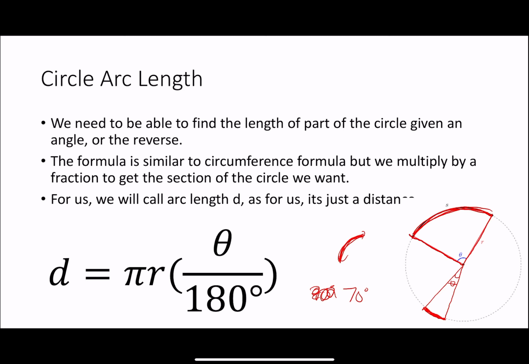And so we have a formula. The distance d, which in this case is our arc length, is equal to pi times r, so pi times the radius of the circle, all times theta over 180 degrees. So whatever your angle is in degrees, divide it by 180, and then multiply by pi r.